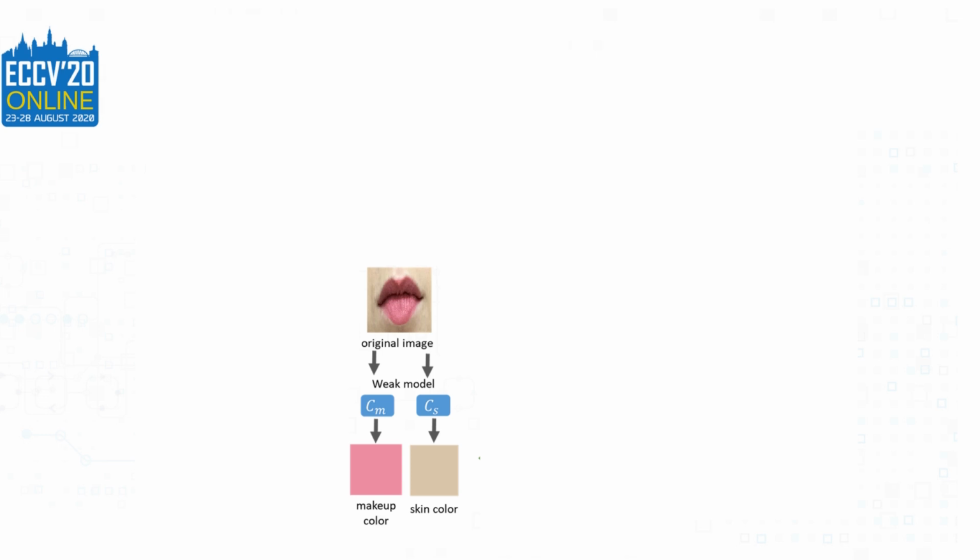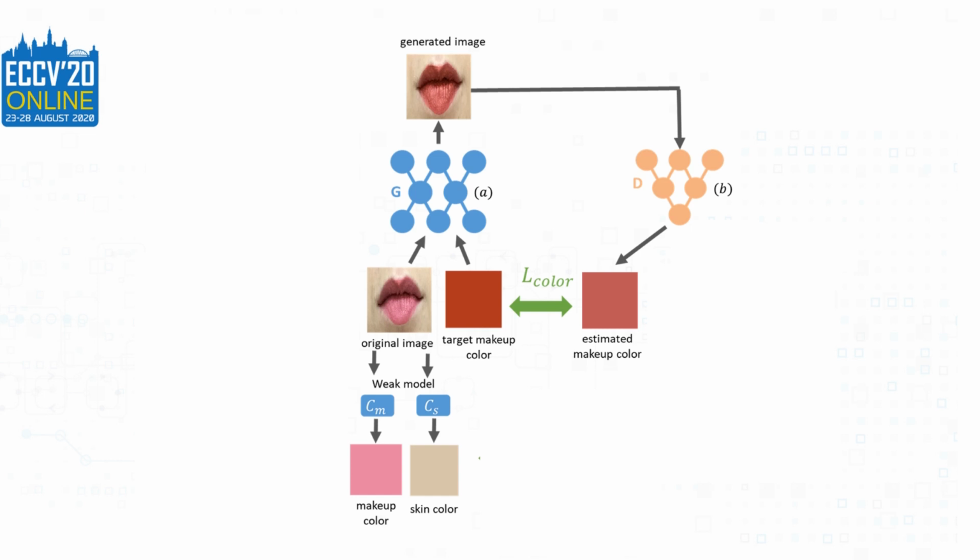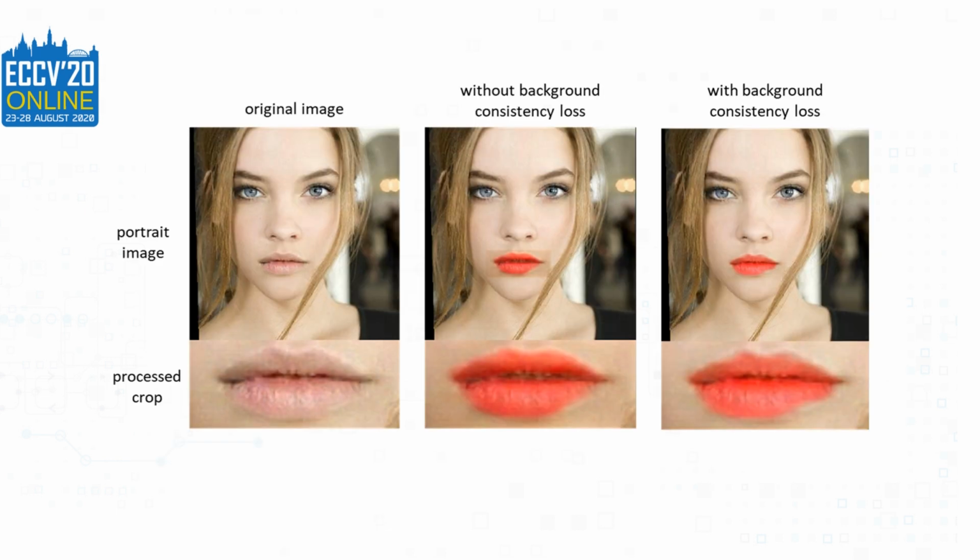We can now describe the training procedure of our CA-GAN model. We first compute color features using our weak model. Then, the generator estimates an image from a source image and a target makeup color. Second, the discriminator estimates the makeup color in the generated images, which allows to compute a color regression loss. In addition, we use a GAN loss that enforces the realism of the generated images. This helps the generator to learn which pixels should be modified in the source image in order to realistically change the color of the object.